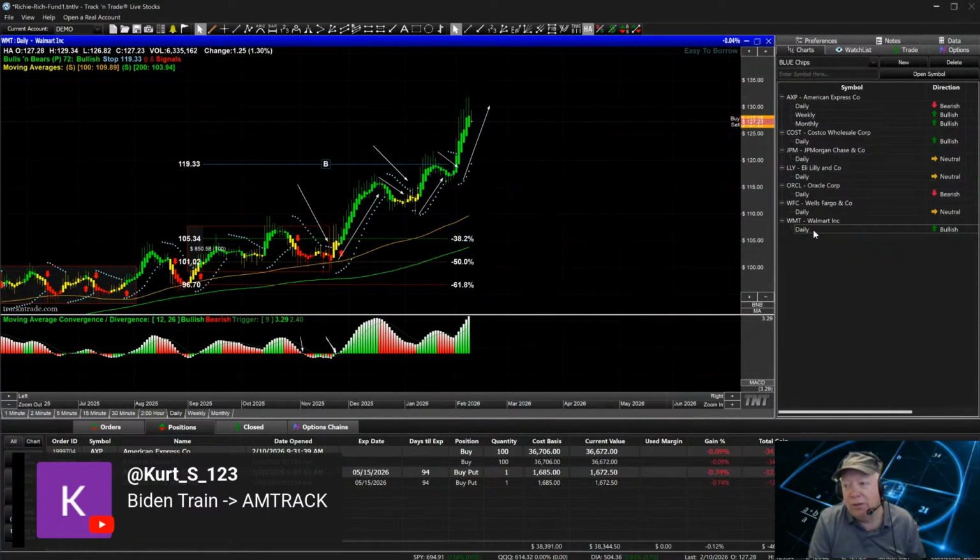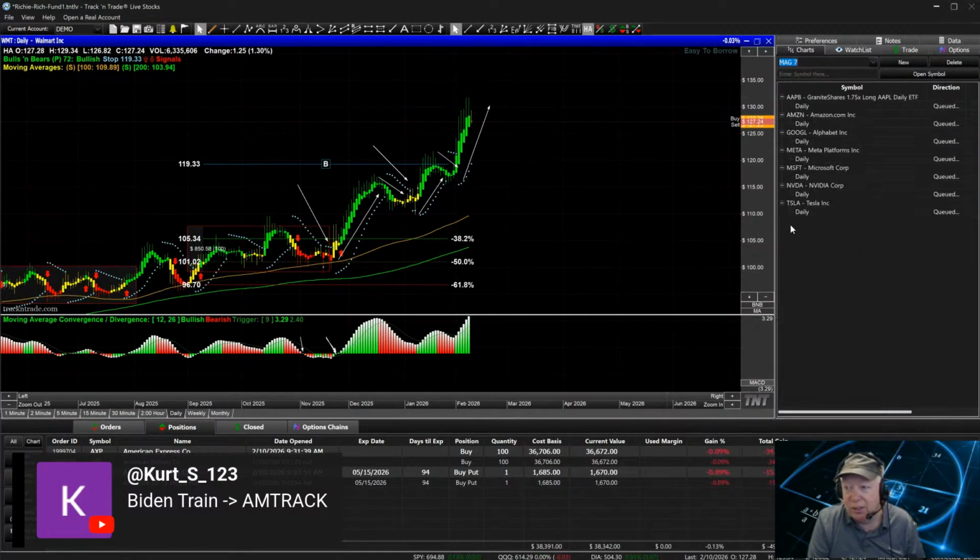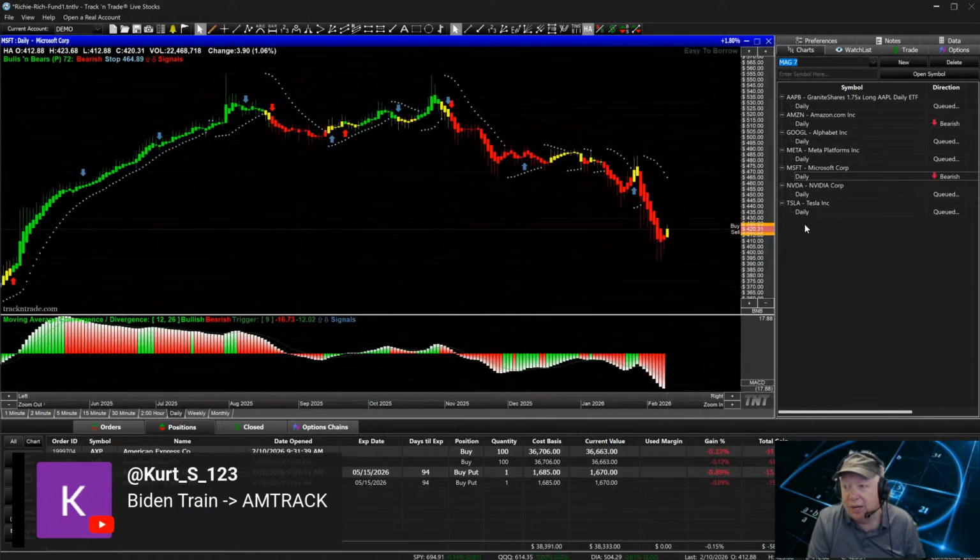Well, you have to go watch a different stock. Now, those are our blue chips. The next one is our Mag 7s. And we're just going to go down through these really fast.